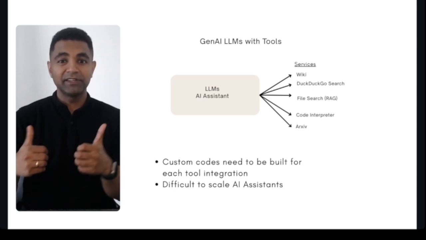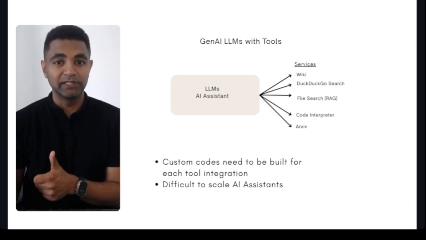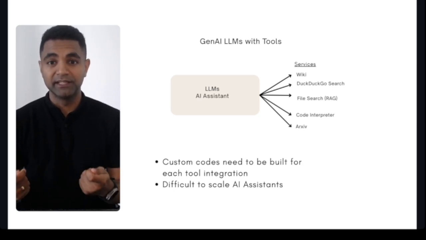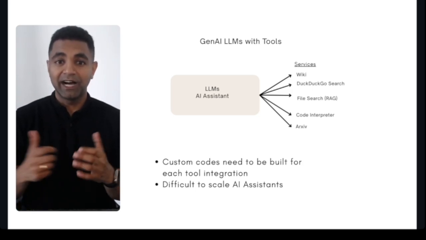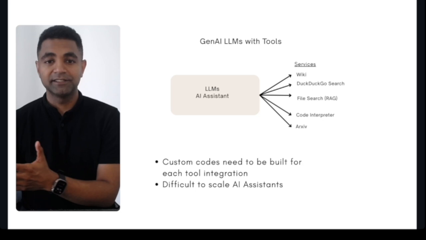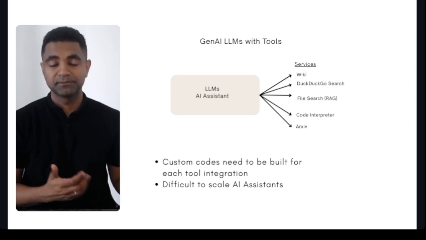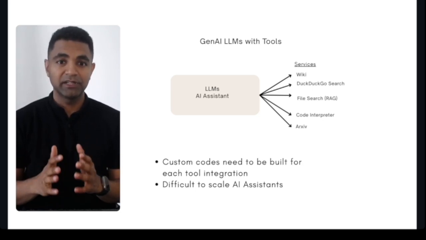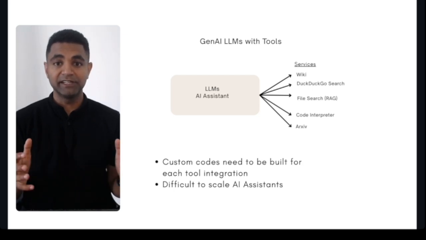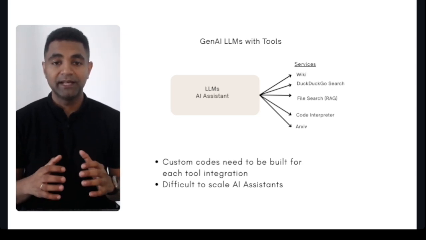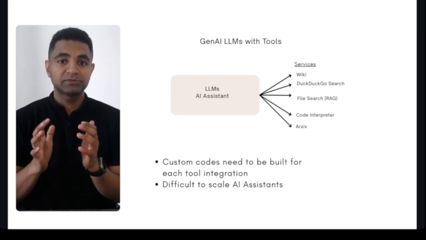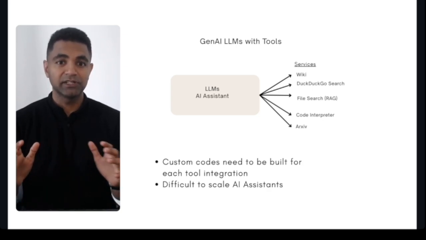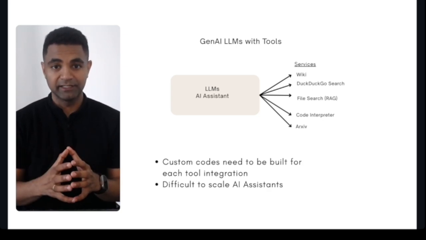So, if every team or product has to reinvent the wheel to connect to an AI, say their CRM database or Slack message, it's hard to scale AI assistants across an organization. It's like having to build a new adapter for every single device you want to plug into your computer, and it's clearly inefficient.